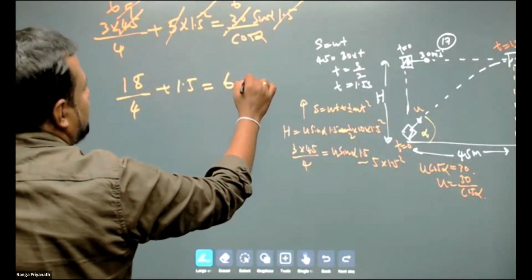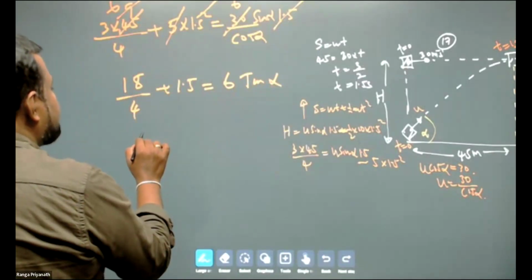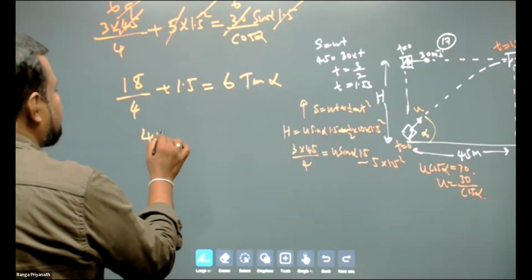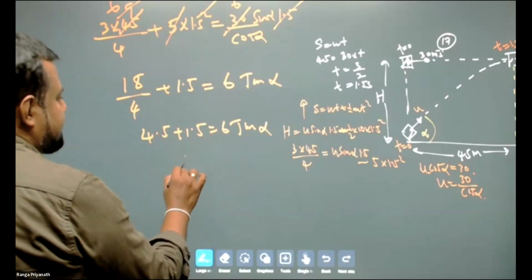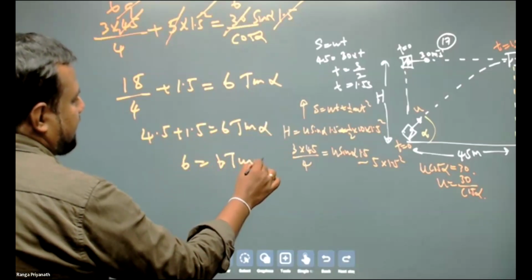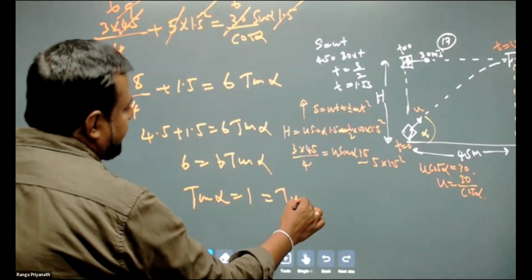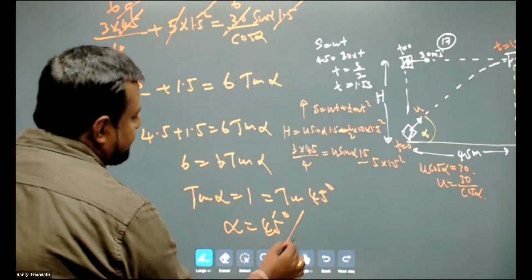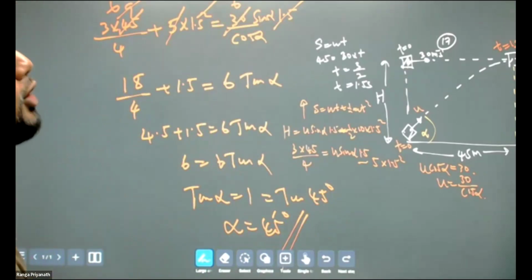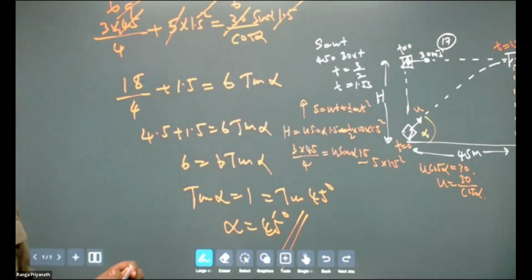6 sine alpha over cos alpha means tan alpha. This is 18 over 4, which means 9 divided by 2, 4.5, plus 1.5, 6 tan alpha. This is 6 tan alpha. Tan alpha is equal to 1. 1 means tan 45. Alpha is equal to 45 degrees. So this gun needs to be projected at 45 degrees, then only this process happens.